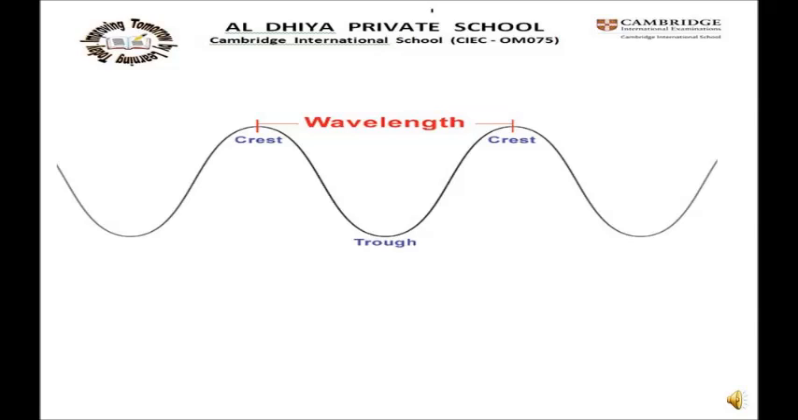The two characteristics of a wave are the amplitude and the wavelength. The amplitude is the height of the crest or the depth of the trough. Understood? The wavelength is the distance from the top of one crest to the top of the next crest, or from the bottom of one trough to the bottom of the next trough. So what is wavelength? The wavelength is the distance between two crests or two troughs.